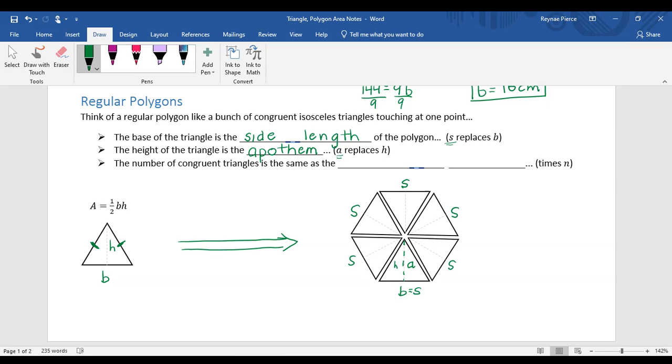And then the only other thing that we need to consider is that the number of congruent triangles is the same as the number of sides. So where we did have A equals 1/2 BH for just one triangle, remember S replaces the B, the A replaces the H, and then we multiply by the number of sides because that's how many of those congruent triangles there are.